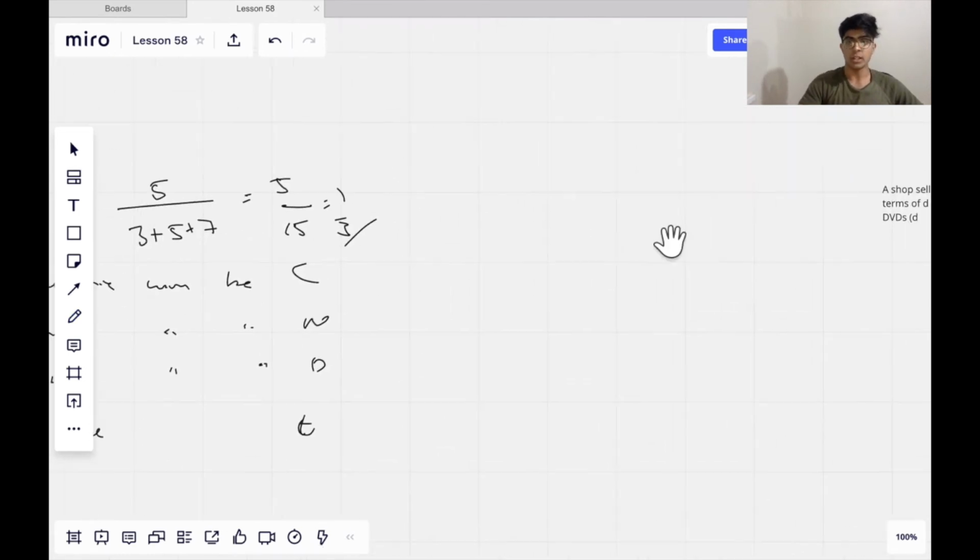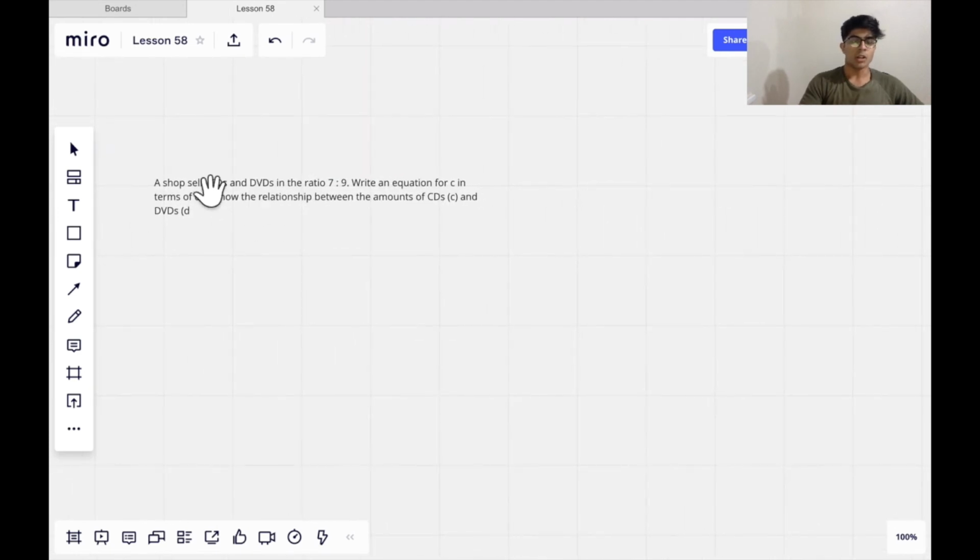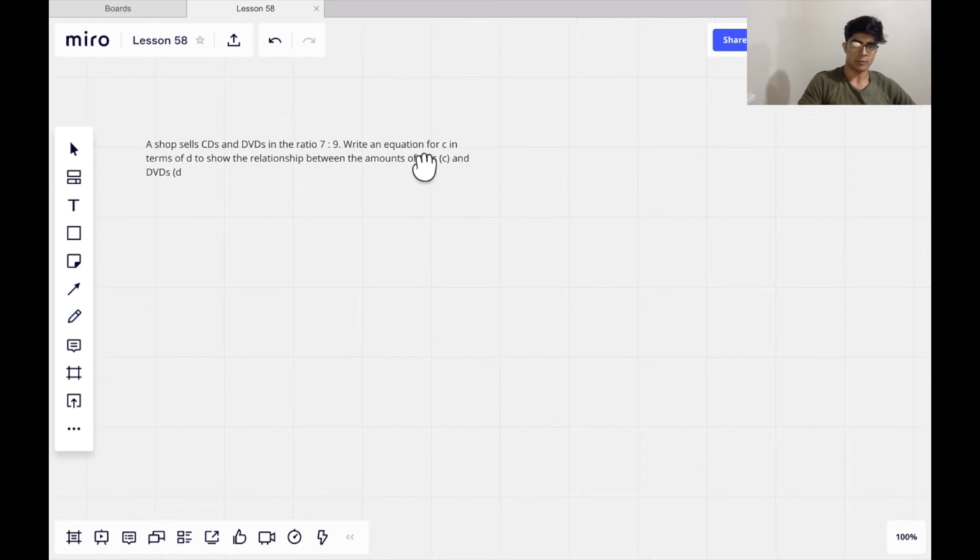So let's move on to the other question. A shop sells CDs and DVDs. I don't know many shops that still do, but in the ratio of 7 to 9. Write an equation for C in terms of D to show the relationship between the amount of CDs, which we said is C, and DVDs, which is D. They've done the first step for us: let the number of CDs be C and the number of DVDs be D. This is asking us for a linear function, which was the second learning objective point.